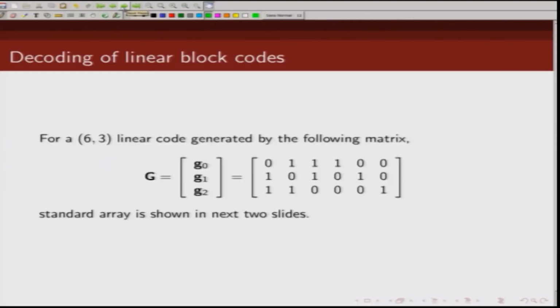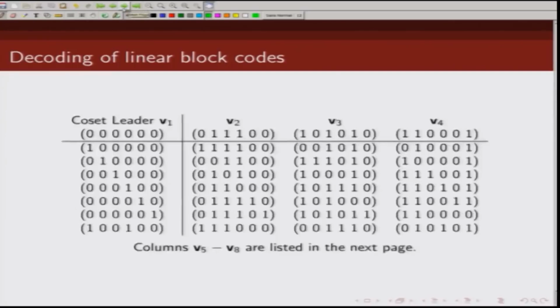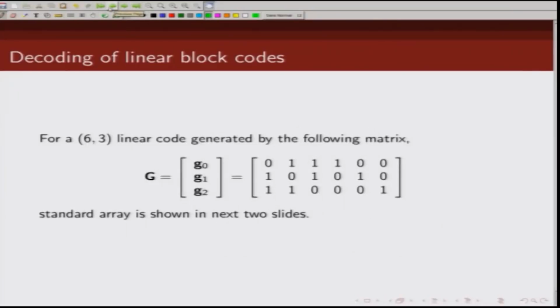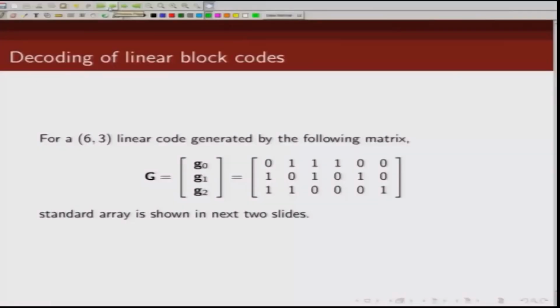So, let us look at a 6-3 linear block code whose generator matrix is given here. Now, how do I find its standard array? As I said, the first step is you need to write down all possible code words. You have already been given the generator matrix for this code, so you can find out the possible code words. You just have to do V is nothing but U times G.